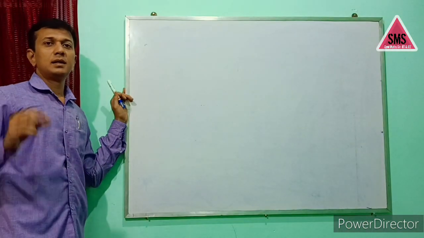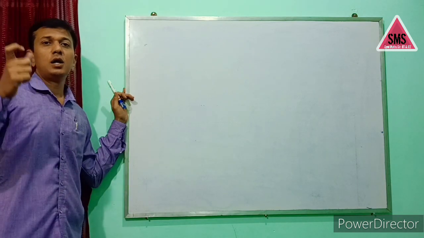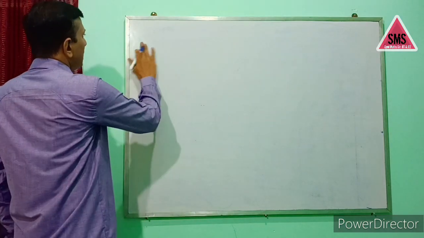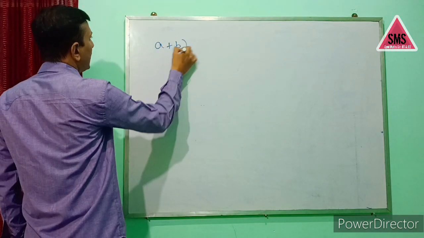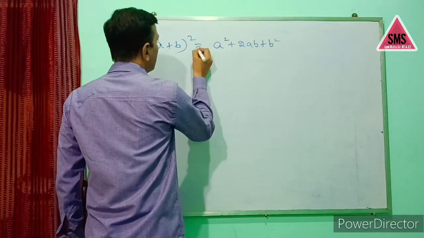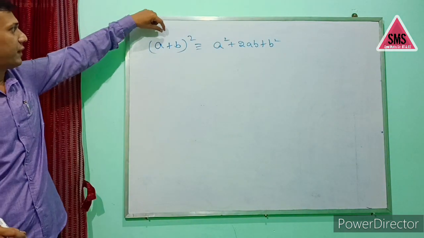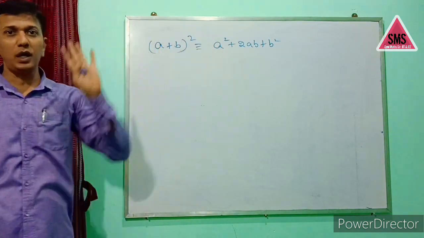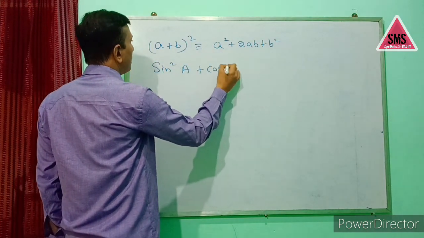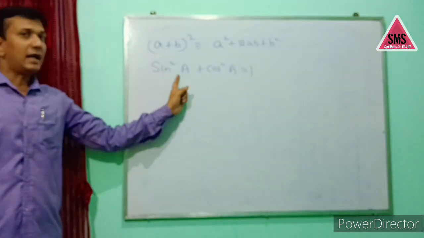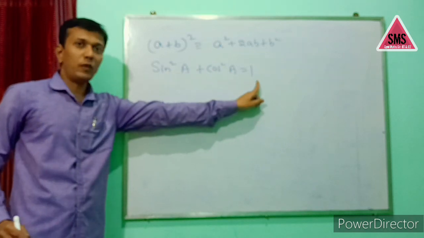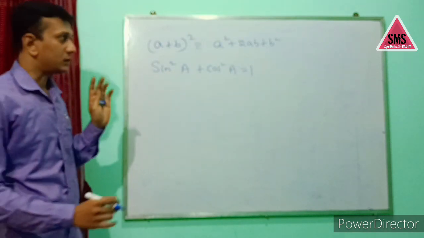An identity is nothing but an equation which is true for any real values of its variable. Suppose we have learned the algebraic identities like (a + b) whole square equals a square plus 2ab plus b square. They are identical: for any values of a and b, both LHS and RHS are going to be equal. Similarly, sin square a plus cos square a, which we have learnt in trigonometry, is 1 for any values of angle a, which will be true for any values.